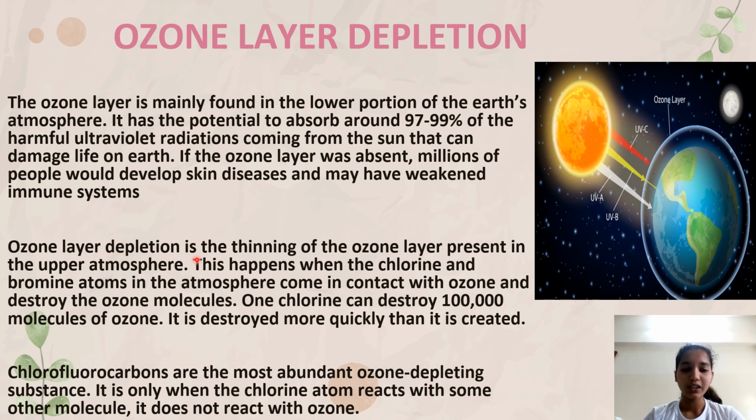Ozone layer depletion is the thinning of the ozone layer present in the upper atmosphere. This happens when the chlorine and bromine atoms in the atmosphere come in contact with the ozone and destroy the ozone molecules. One chlorine atom can destroy 1 lakh molecules of ozone. It is destroyed more quickly than it is created. Chlorofluorocarbons are the most abundant ozone depleting substance. It is only when the chlorine atom reacts with some other molecule that it does not react with ozone.